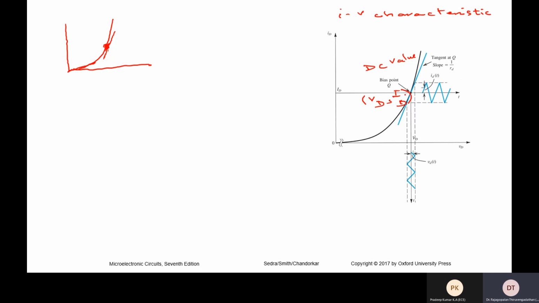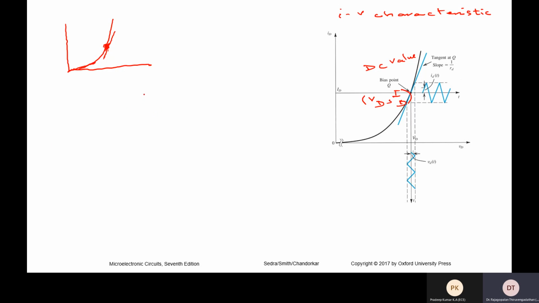The operating point is very clear. We can use simply the constant voltage model. But because of this time varying, we are forced to adopt a new model called the small signal model. And in doing so, we define the small signal resistance.